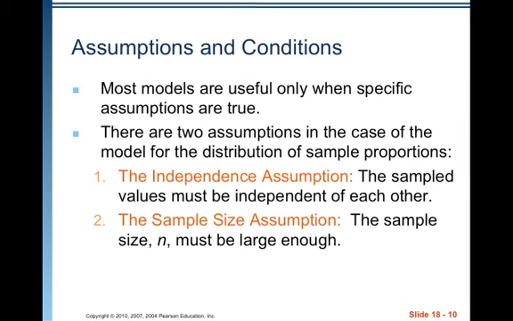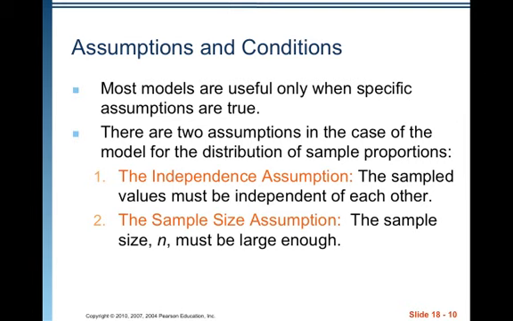College Board places a high priority on you being able to know what assumptions you're making and knowing what conditions to check to be able to make those assumptions safely. So this is extremely important for you to know for both the sampling distribution for proportions that we're talking about right now and the one for means that we'll talk about in just a minute.